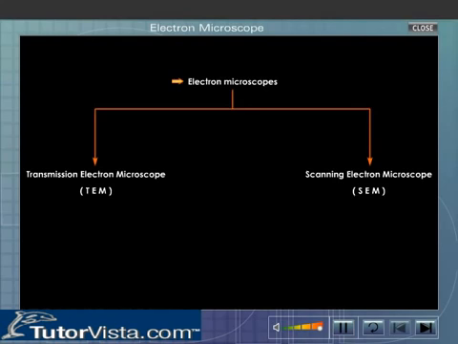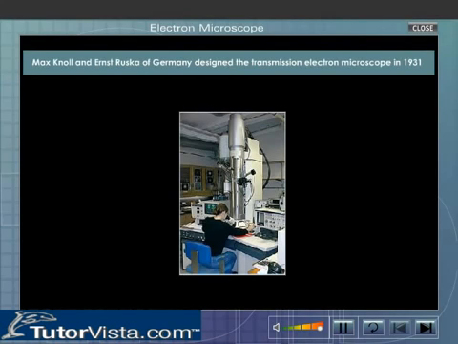Electron microscopes were developed to overcome the limitations of light microscopes. The electron microscopes are of two types, namely Transmission Electron Microscope (TEM) and Scanning Electron Microscope (SEM). Max Noll and Ernst Ruska of Germany designed the Transmission Electron Microscope in 1931.